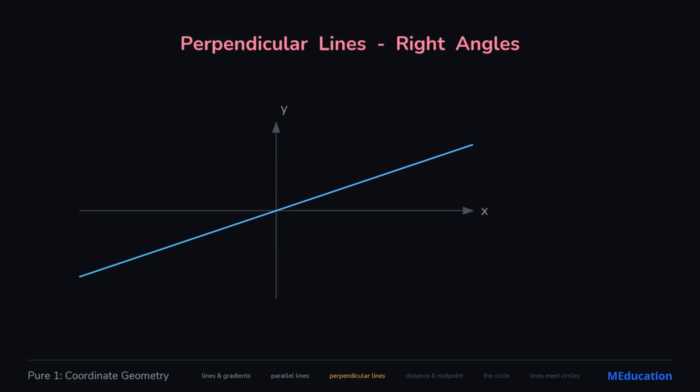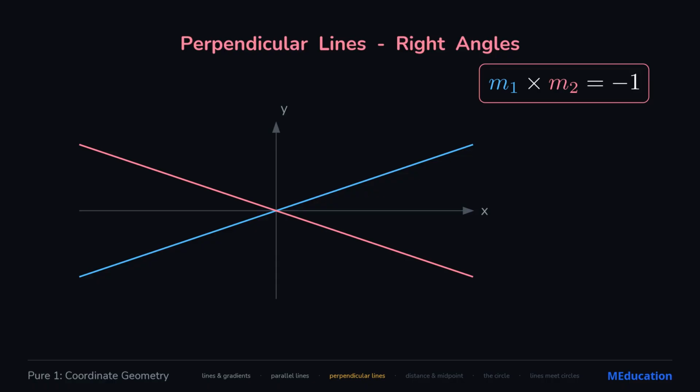Perpendicular lines meet at a right angle, and their gradients hide a neat secret. Multiply them together, and you always get -1. So one gradient is the negative reciprocal of the other. Flip it over, change its sign, and you have turned the line through 90 degrees.